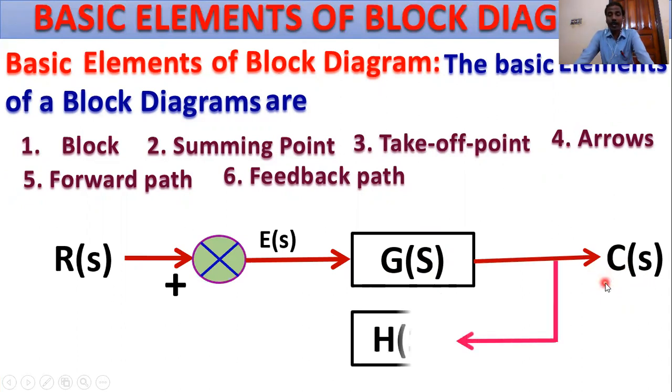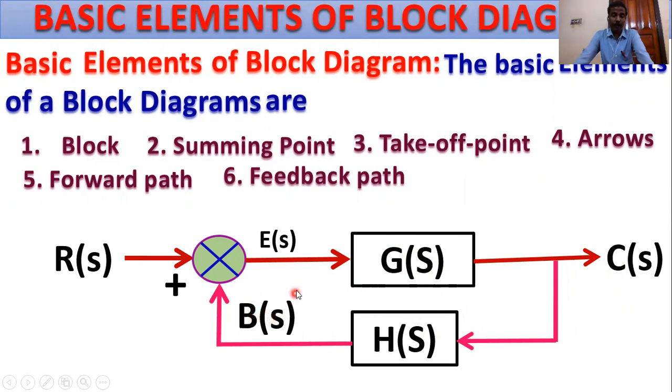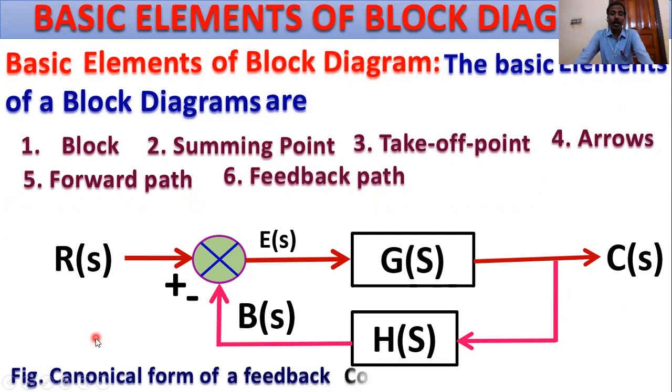This is the feedback information, feedback for better quality of the output. H of S is the feedback element. B of S is the primary feedback gain. And this is the negative sign, so this is negative feedback. This is the canonical form of a feedback control system.